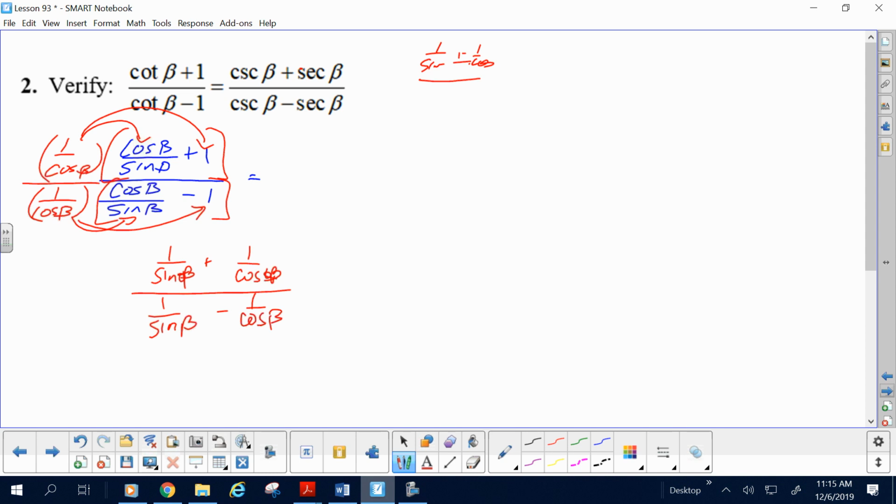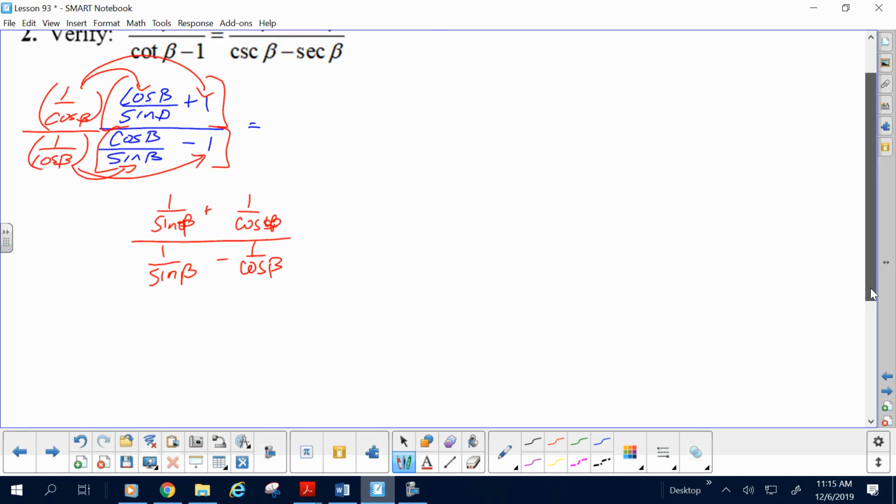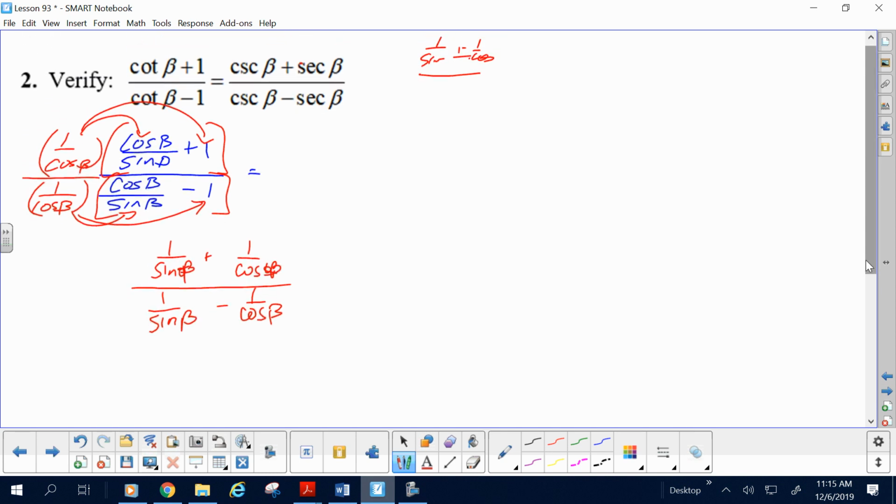Okay? Now, we're almost there. 2 steps. What now? What's 1 over sine equal to? Cosecant. Okay. Both of those are 1 over sine, so you can absolutely do both of those at the same time. The 1 over cosine we're going to have to do in the next step.